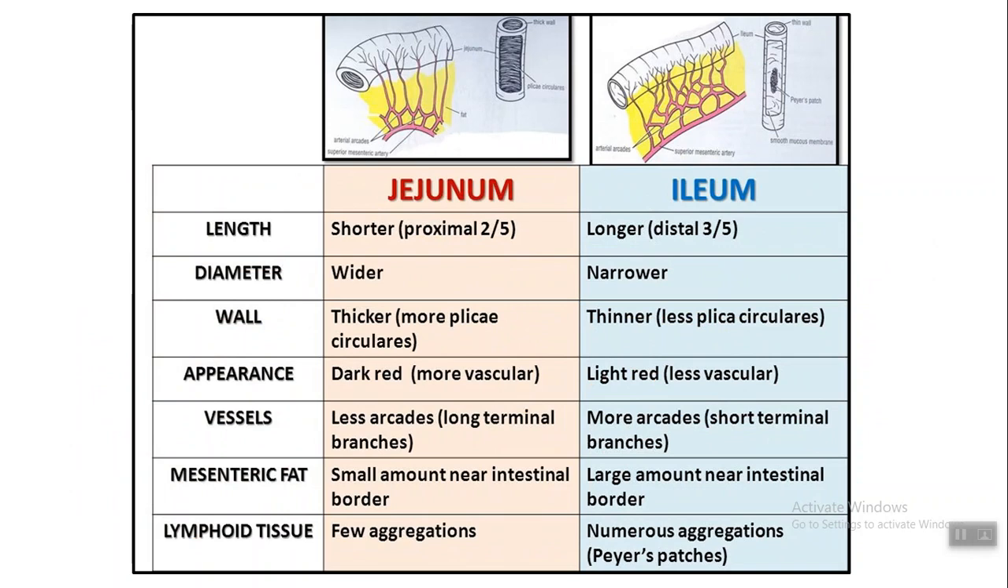This is the summary of the differences between jejunum and ileum regarding the length. The jejunum is shorter, the upper 2/5, while the ileum is longer, the distal 3/5. Also diameter, wall thickness, appearance in general, vessels, arrangement of the arcades, mesenteric fat, and lymphoid tissue: there are differences between jejunum and ileum.